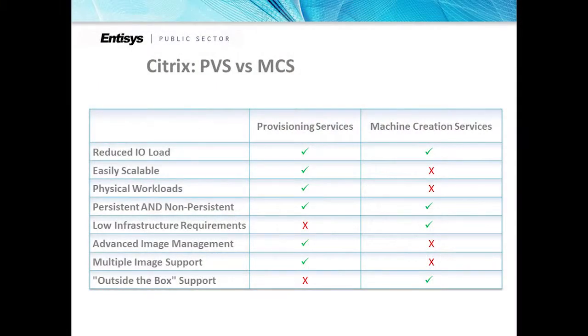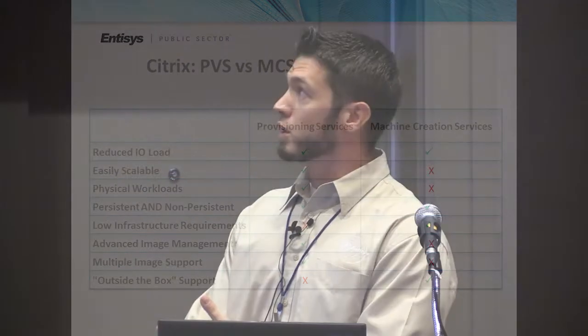Essentially, the general rule of thumb here is if you're going to do a small deployment and you want it to be quick and easy, go with machine creation services. If you're going to scale out, provisioning services is the way to go. So for large deployments in which you're trying to put less I/O on your storage infrastructure, provisioning services offer tremendous benefits over MCS, though both are great solutions.